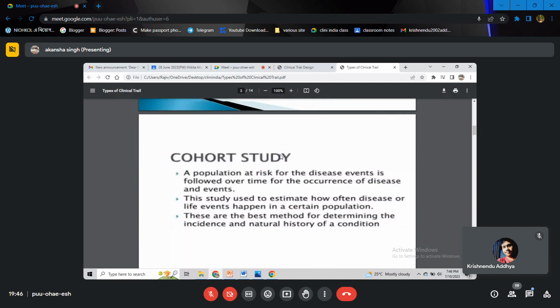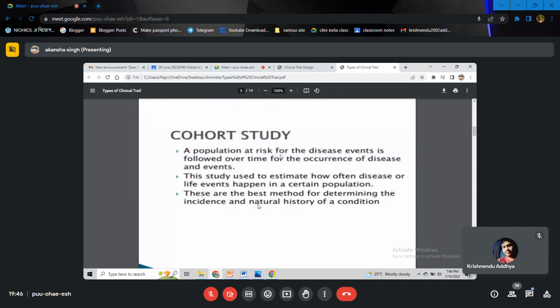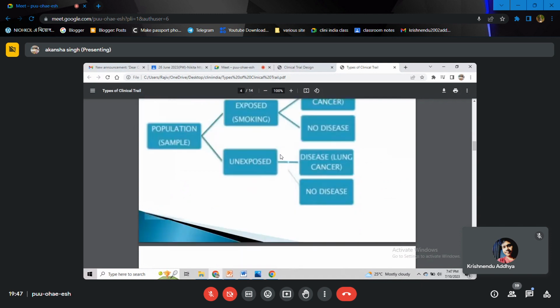A population at risk for a disease event is followed over time for the occurrence of a disease or event. This study is used to estimate how often a disease or life event happens in a certain population. These are the best methods for determining the incidence and the natural history of a condition. More on how to calculate that shortly.